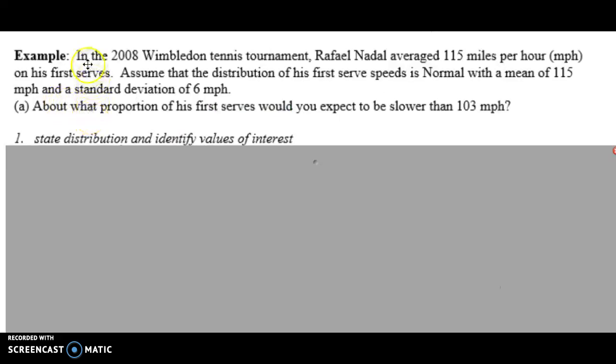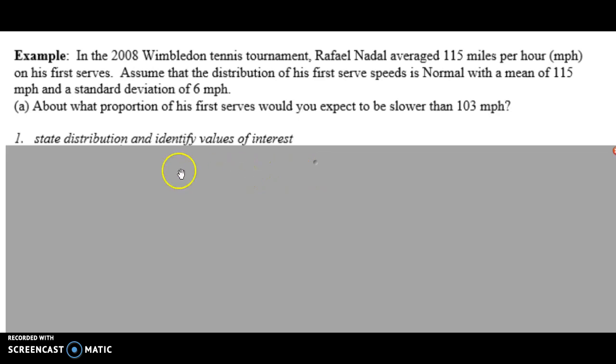Okay, in this last example, we are going to try to apply this to something a little more real world. It says in 2008, Rafael Nadal averaged 115 miles per hour on his first serves at the Wimbledon tennis tournament. We're going to assume that his distribution is normal with a mean of 115 and a standard deviation of 6. We're going to answer quite a few questions here, the first one being what proportion of his serves would you expect to be slower than 103 miles per hour.